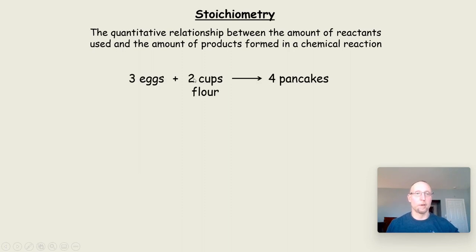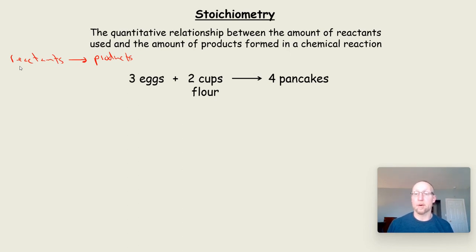So remember, we have reactants, right? We've said the reactants form the products, right? So reactants on the left, products on the right. So what goes in must come out, and everything is proportional. All right. So I like to think of it as a recipe like this, right? If I want to make pancakes, right? Here's my recipe. I need 3 eggs and 2 cups of flour, and that's going to make 4 pancakes.